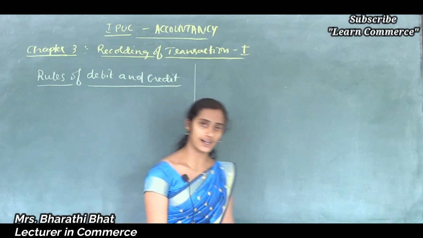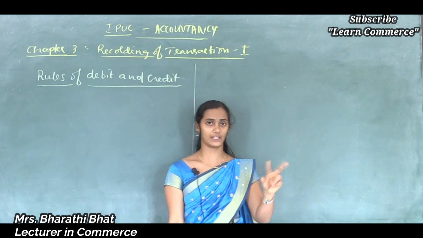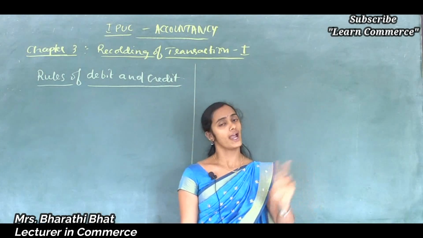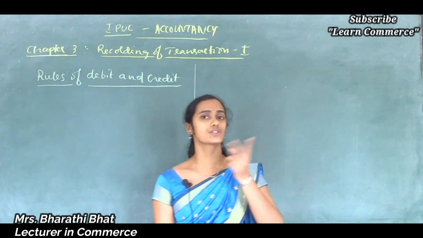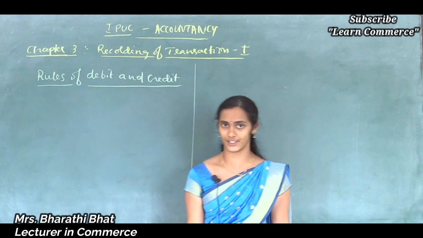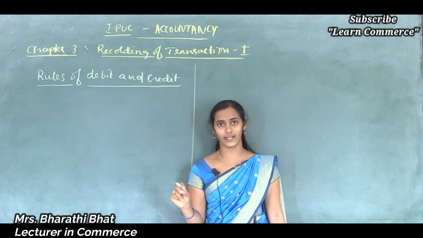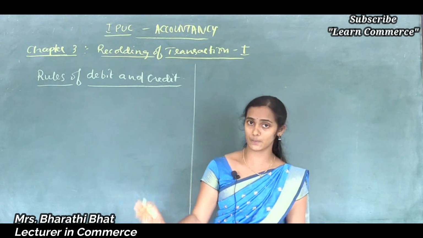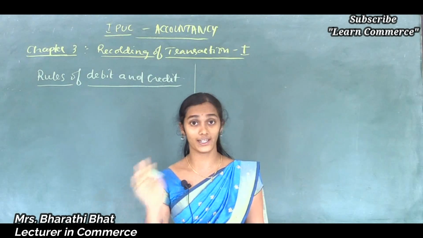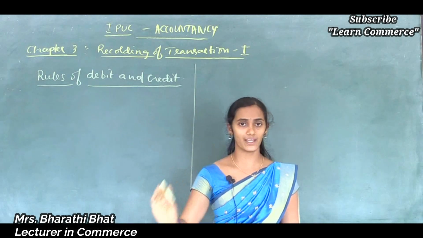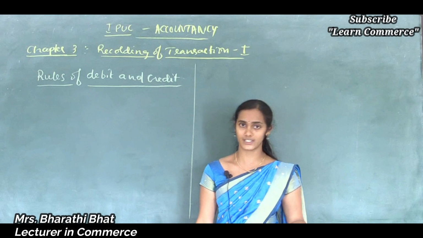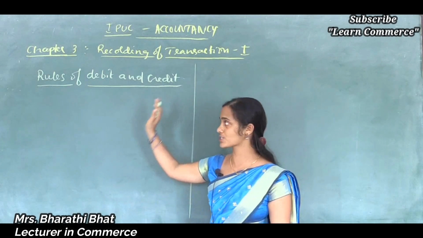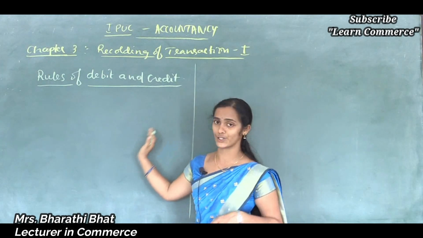Each and every transaction affects a minimum of two different accounts, and every transaction involves a debit aspect and a credit aspect. And we know that the amount to be debited must be equal to the amount to be credited. Debit amount should be equal to the credit amount, that we studied in our last classes. So, rules of debit and credit.